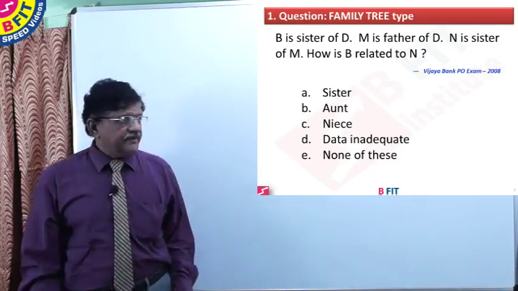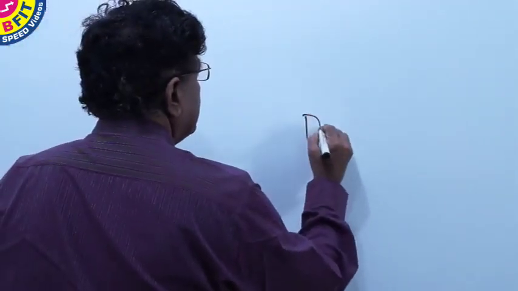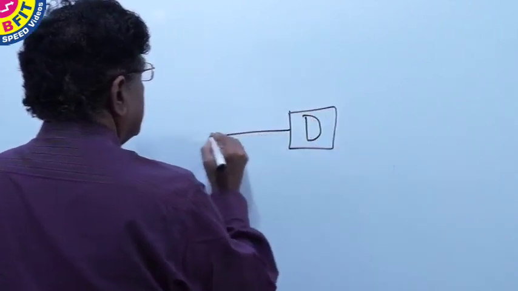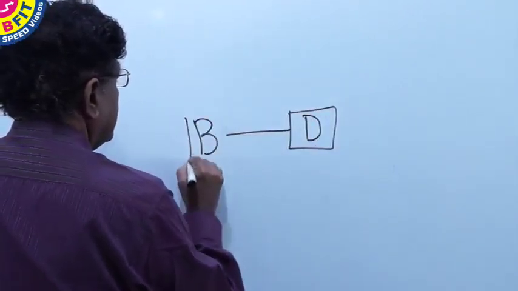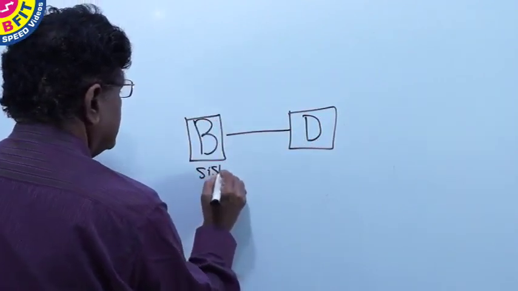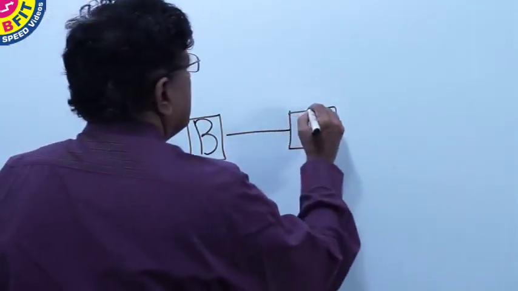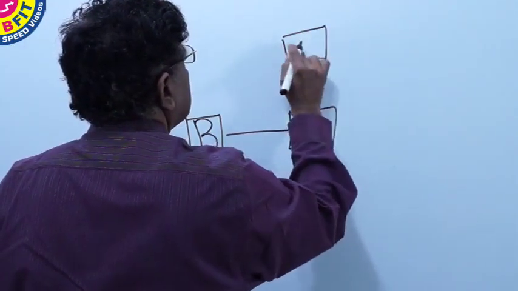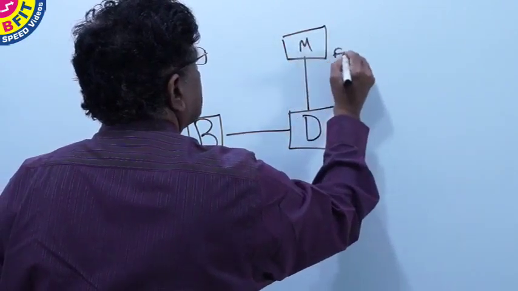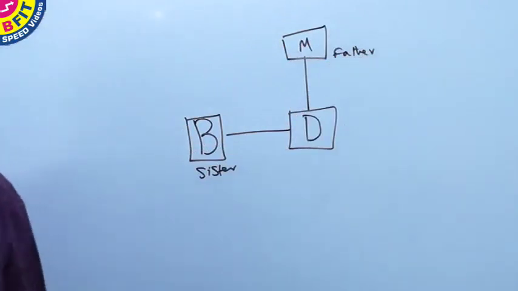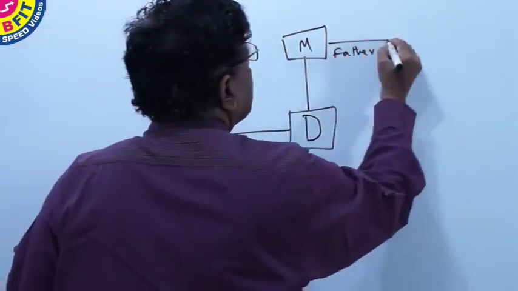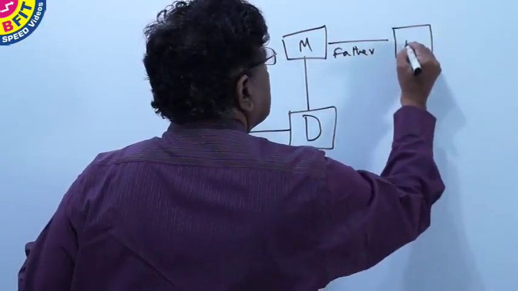Let us draw the family tree. Now, B is sister of D. This is D. B is sister of D. M is father of D. N is sister of M.